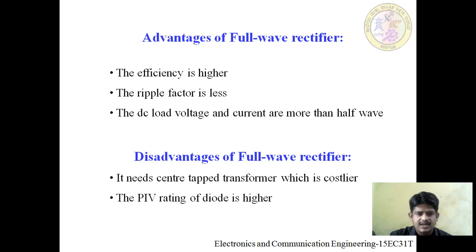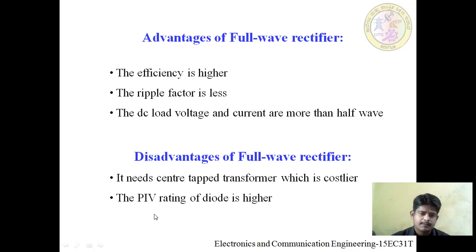Even though it has some advantages, it also has some disadvantages. If you are using the center tapped full wave rectifier, you need a center tapped transformer, which is costly. So that is one more disadvantage, in the case when you are using the center tapped full wave rectifier. If you are using the bridge type full wave rectifier, it uses 4 diodes, whereas the half wave uses only one diode. That is one more disadvantage.